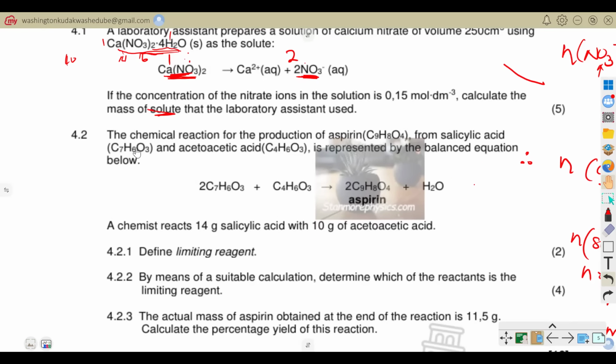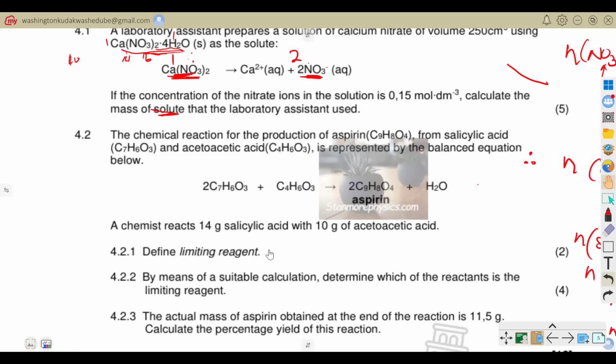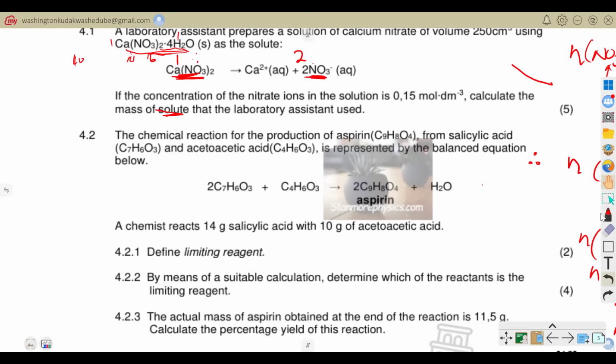4.2 is saying that the chemical reaction for the production of aspirin from salicylic acid and acetic acid is represented by the balanced equation below. This is the balanced equation that is given. Now they are saying determine the limiting reagent. Just define the limiting reagent there.